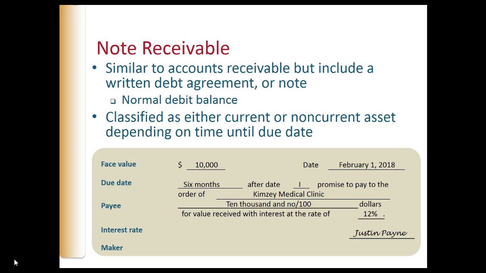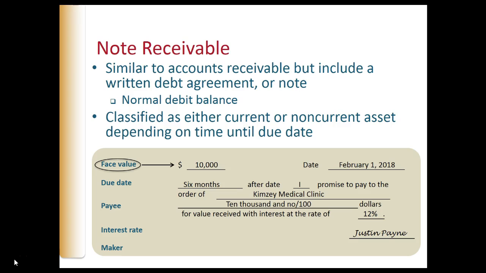So like accounts receivable, notes receivable are assets, and therefore they have a normal debit balance. We classify notes receivable as either current or non-current, depending on when the collection date is. If the time to maturity is longer than 1 year, then that note is a long-term asset. Let's take a moment to look at various components in the notes receivable.